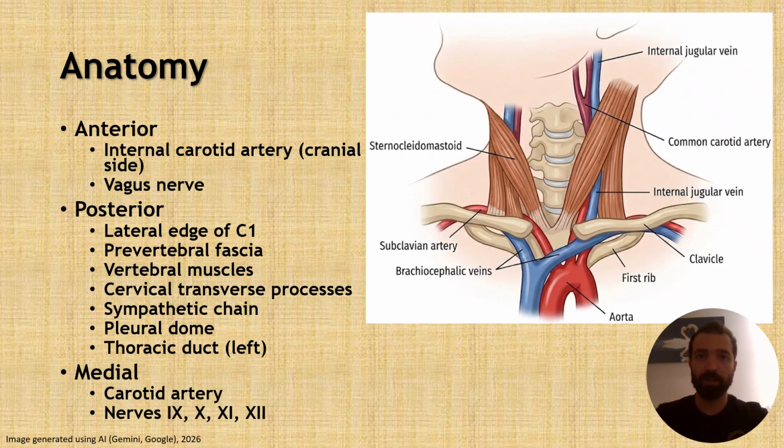Regarding anatomical neighborhood, anteriorly there are the internal carotid artery, in the cranial portion of course, and the vagus nerve. Posteriorly, the lateral border of the C1 vertebra, prevertebral fascia, vertebral muscles, cervical transverse processes, the sympathetic chain, the pleural dome, and the thoracic duct, which is only found on the left side. Medially, there are the carotid artery and the cranial nerves 9, 10, 11, and 12.